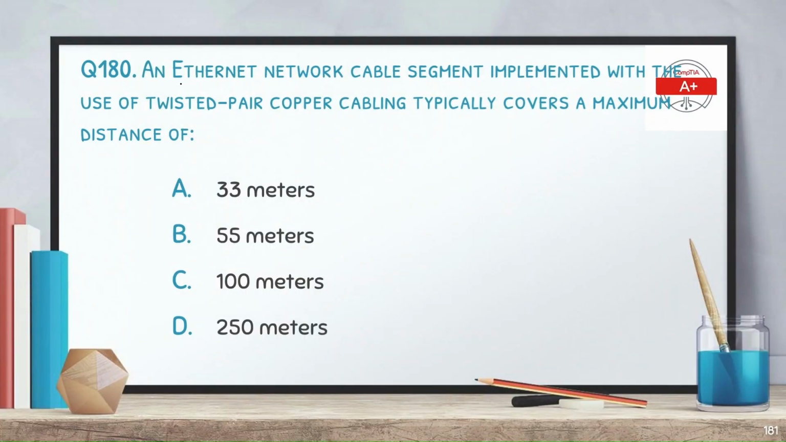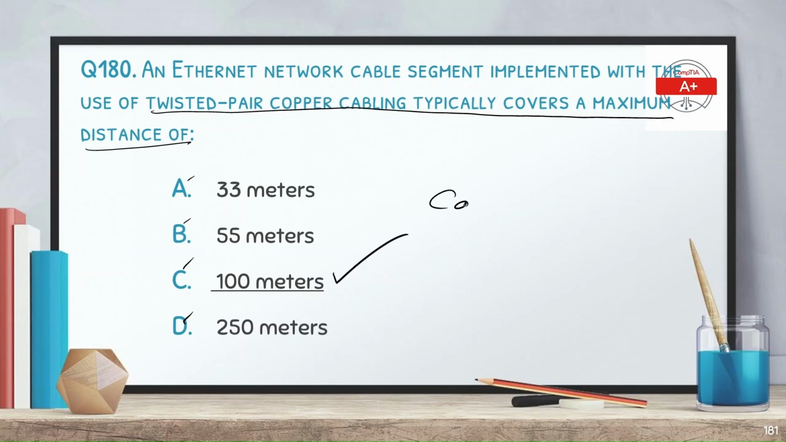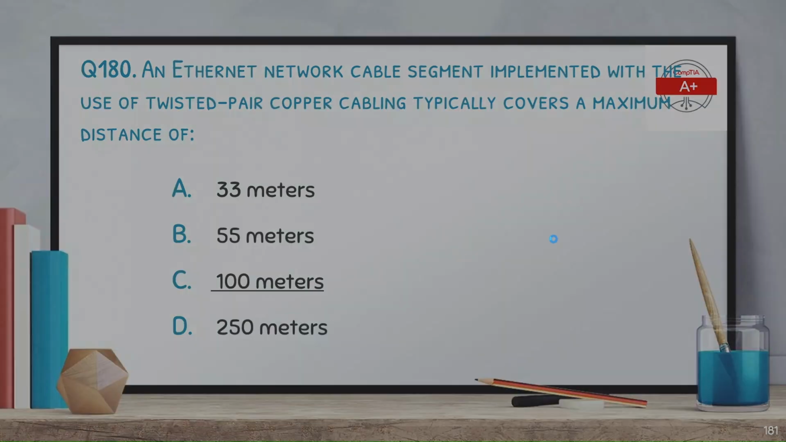Question 180 is that an Ethernet network cable segment implemented with the use of twisted pair copper cabling typically covers a maximum distance of, and the options are A 33 meters, B 55 meters, C 100 meters, and D 250 meters. And the correct option is 100 meters. So the most common categories such as Cat 5, Cat 5e, and Cat 6 all have a maximum cable length of 100 meters.